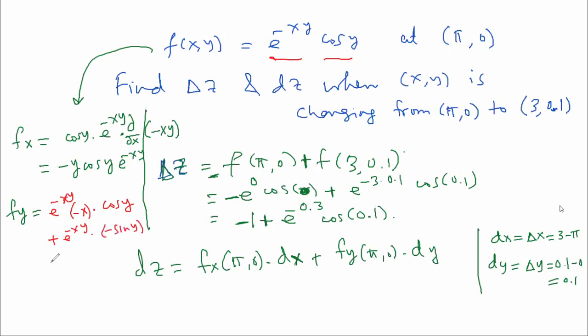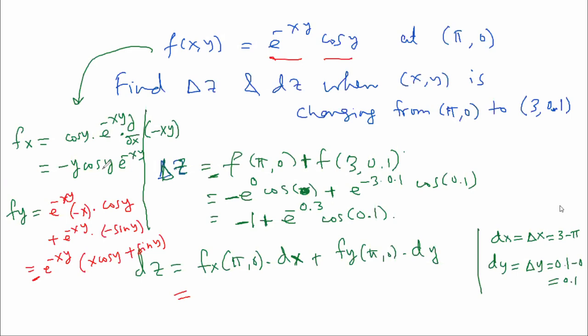We take e to the negative xy as a common factor, then it would be x cosine y plus sine y. Now we are plugging this at (pi, 0), right? If you plug at (pi, 0), x is pi and y is 0.